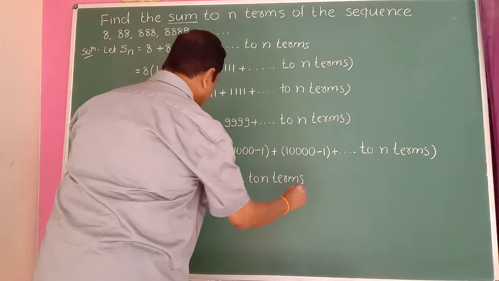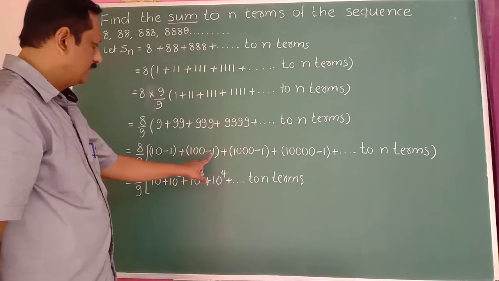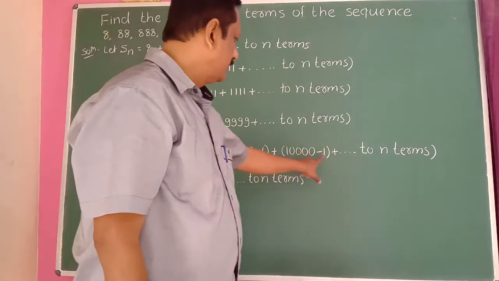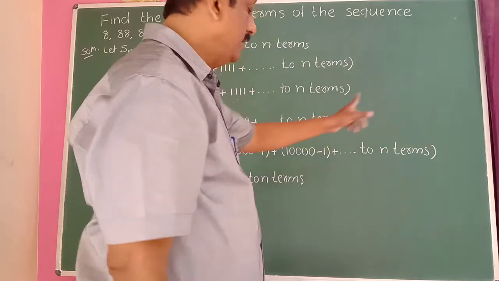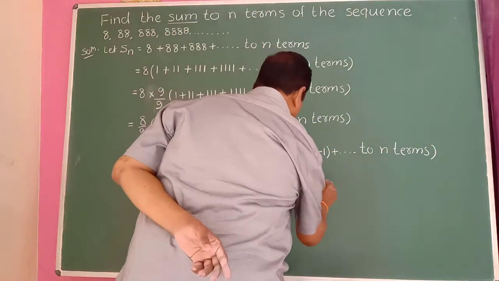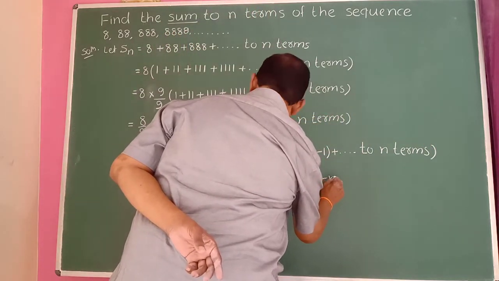Up to n terms. Next minus 1 minus 1 minus 1 minus 1 up to n terms means minus of n.